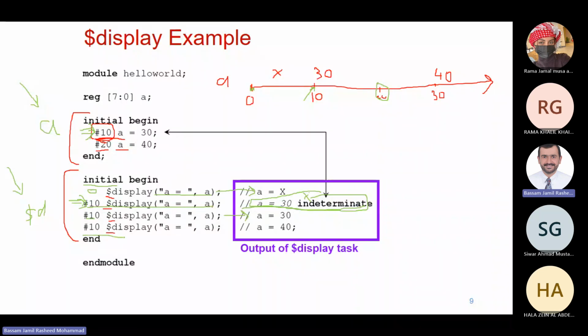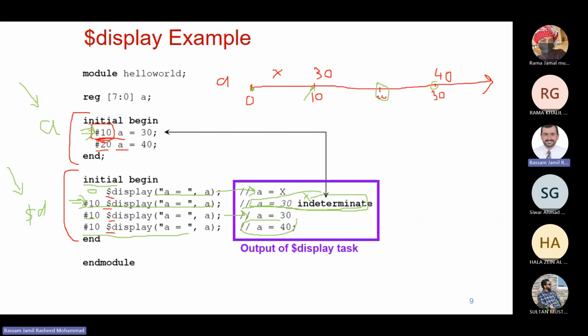Now, after 10 simulation ticks, which means we are right here, we are also not sure if we get the new value of A, which is 40, or the old value of 30. So again, this statement and this statement are in race condition. We cannot tell their order. That's why you have to be careful with these things. Don't create a race condition in your simulation, especially with initial blocks.